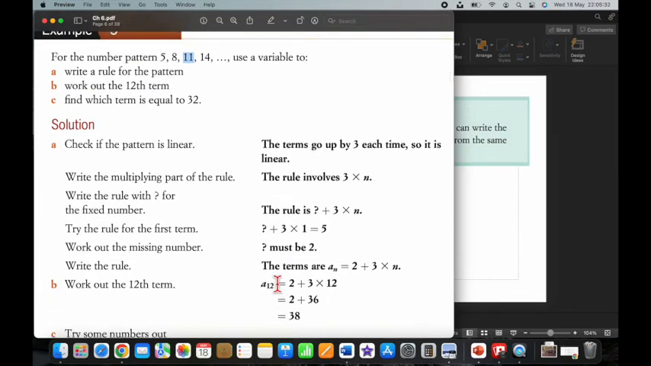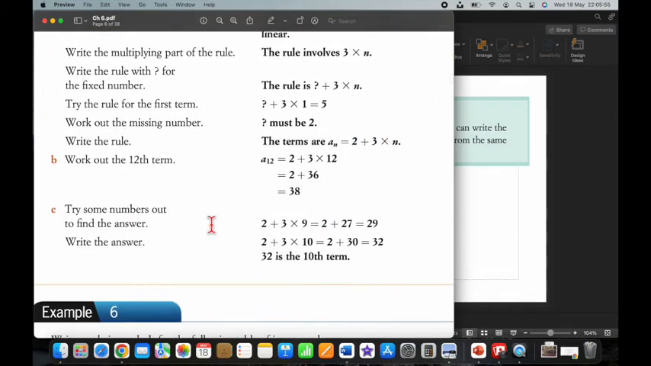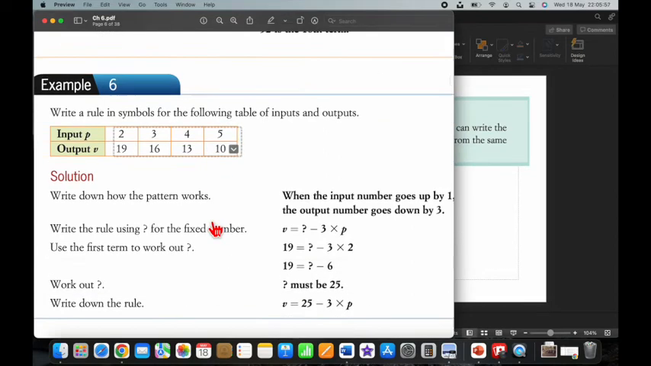So the rule must be this. I've got my 3 times n, and I've added a 2 here as well. 2 plus 3 times n. Okay, so then for the 12th term, you just replace the n with a 12. 3 times 12, and then I'm adding 2 onto that. Okay. Excellent. Okay, it's a bit of a harder one there.